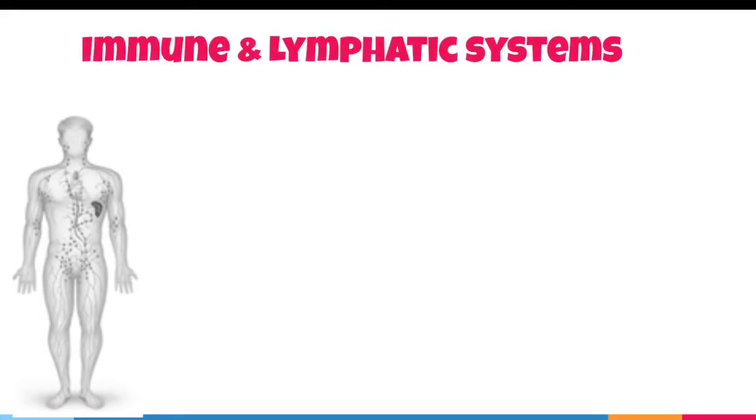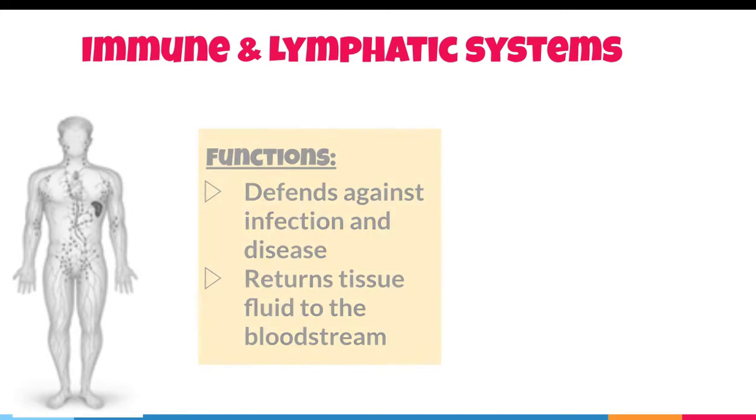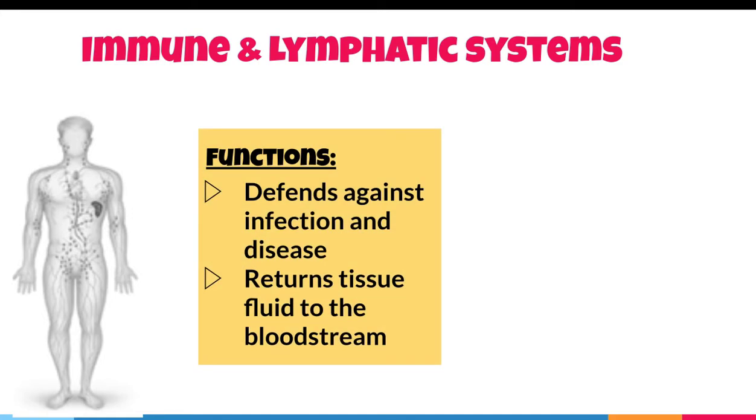We have our immune and our lymphatic systems, which we combined just because there's so much overlap. The functions are to defend against pathogens, infection or disease from a virus, bacteria, or fungus, and to return the tissue fluid to the bloodstream. So the lymphatic system is the fluid part that works with the immune system.